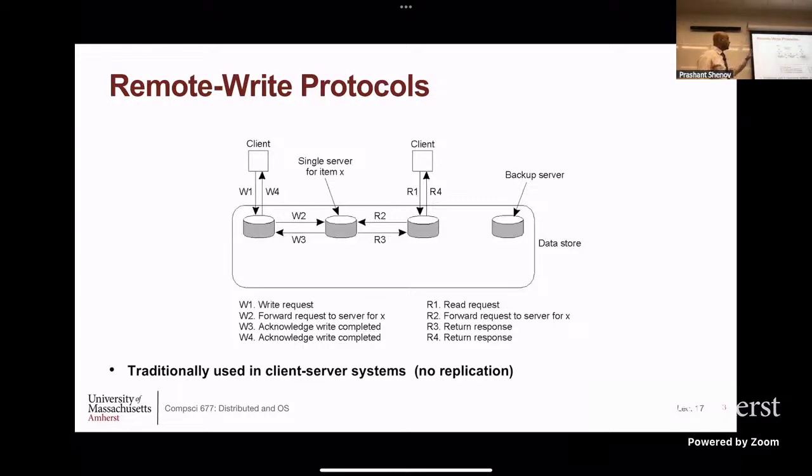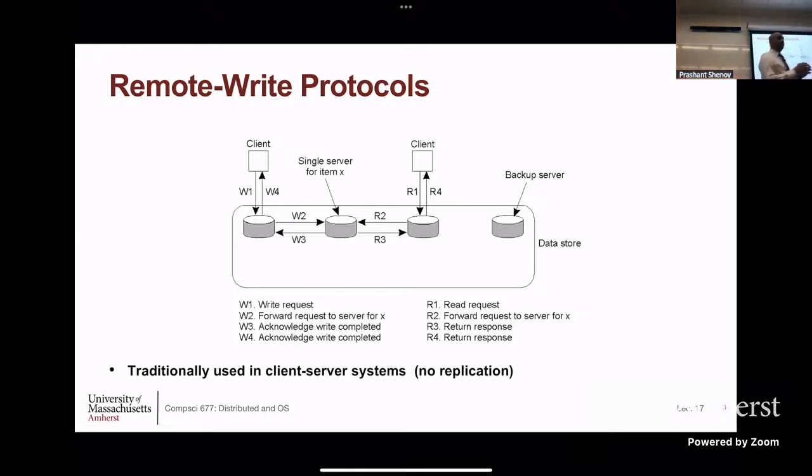Here is a picture that you can see. There are several disks shown here, but from the perspective of our discussion, the one that says single server for item X is the coordinator for data item X. We are only talking about a single data item at this point. The data item may be replicated at multiple of those disks that are shown here, but there is one coordinator that's actually handling them. So the question is, how are reads and writes handled?